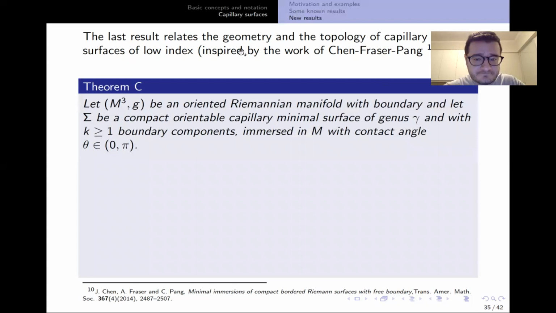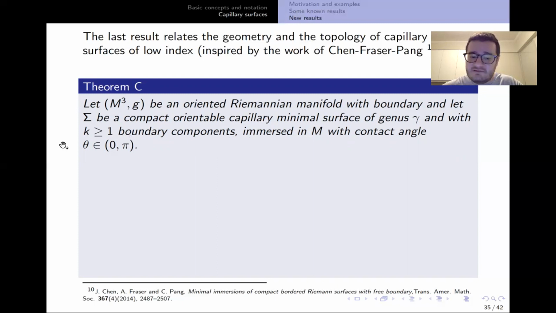So as always, let's fix an oriented Riemannian manifold with boundary. And let sigma be a compact orientable capillary minimal surface of some genus gamma greater or equal to zero, and having k boundary components, so k is greater or equal to one, and it's immersed in M with some contact angle equal to theta.